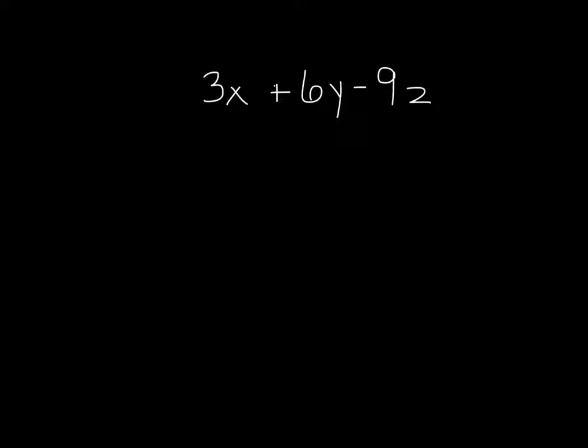Okay, on this last example, we're going to again look for the GCF first. So our numbers, we have a 3, a 6, and a 9. 3, 6, and 9 are all divisible by 3. Now we'll check our letters. You see we have an x here, but that's the only x, so that's not a common factor.